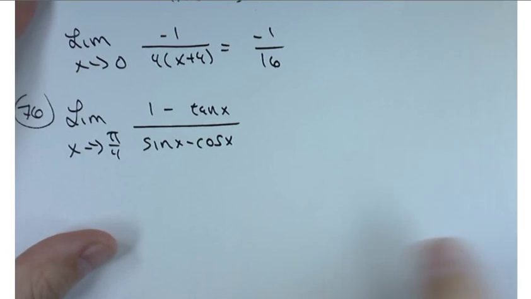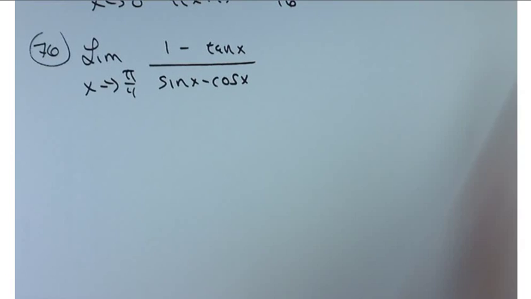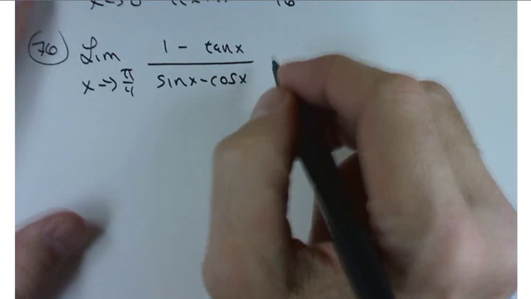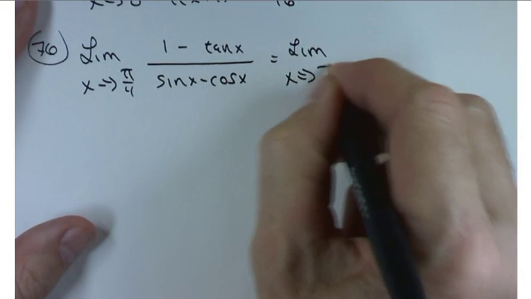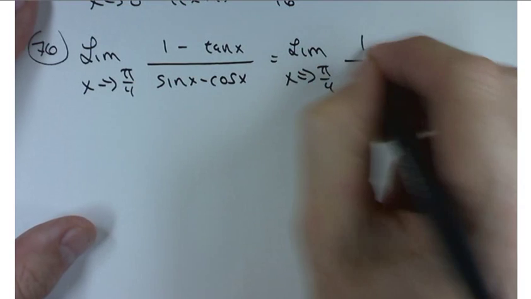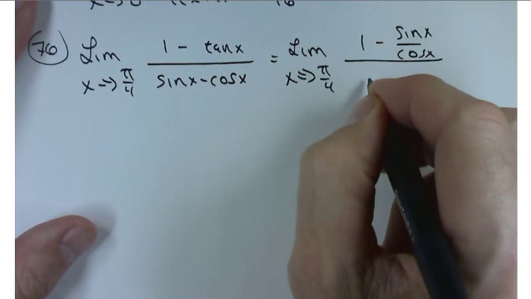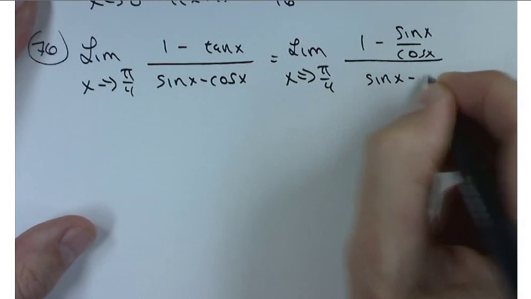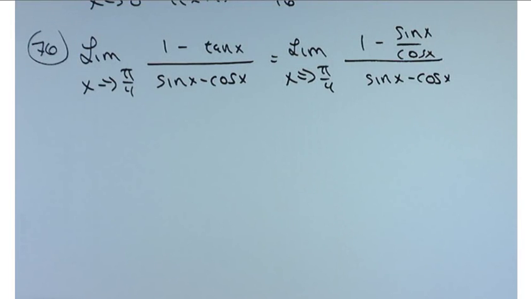If you recall, I called this section simplifying complex fractions, but I don't see a complex fraction here. Does anyone see the complex fraction? Where is it? Tan of x. Good job. Tangent of x is really sine of x over cosine of x. So you have to clean this up by getting rid of the complex fraction, and that's going to be multiplying by the common denominator and simplifying.